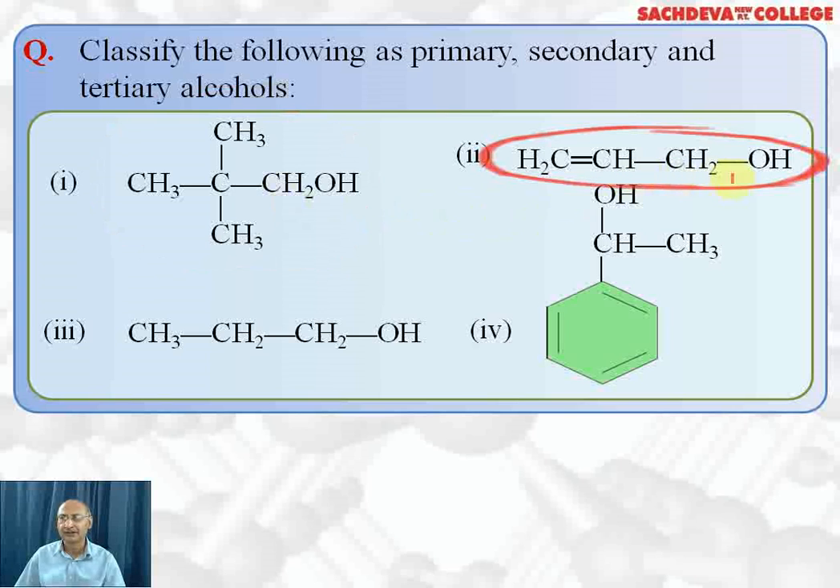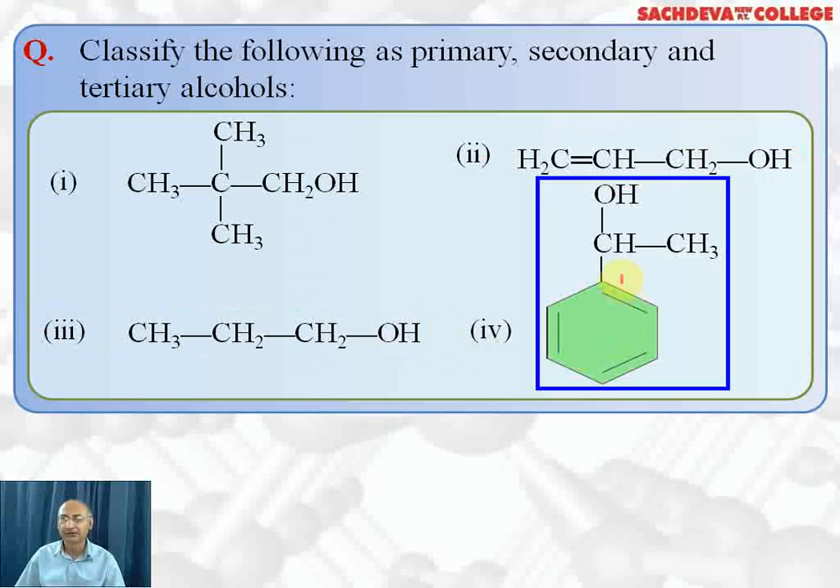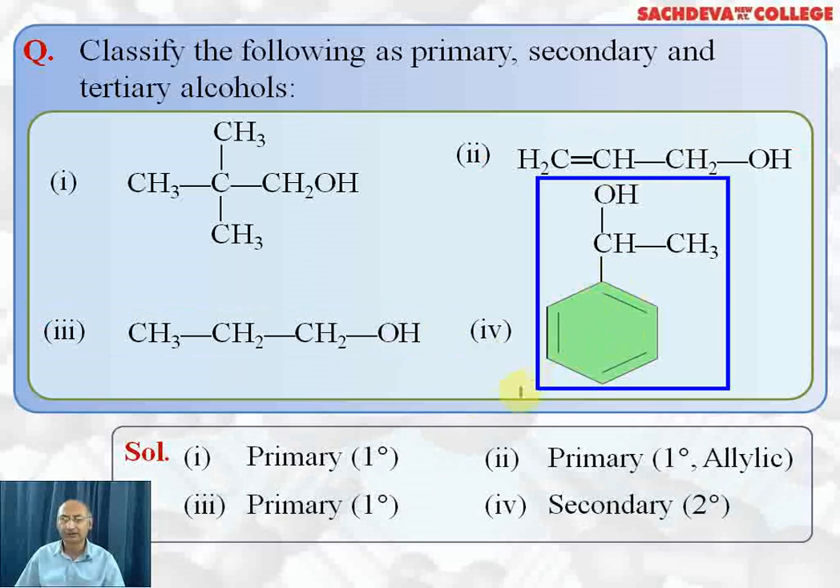This one is CH2OH. This is also a primary alcohol, but this is allyl alcohol. Why is it allyl alcohol? Because this whole group is called the allyl group. This one is also a primary alcohol, normal propyl alcohol. This one is a secondary alcohol as well as a benzylic alcohol.